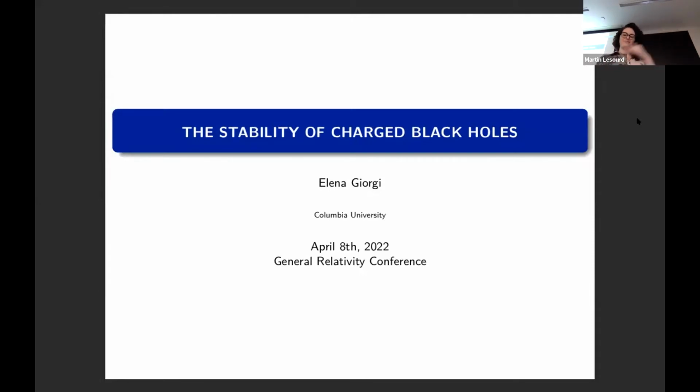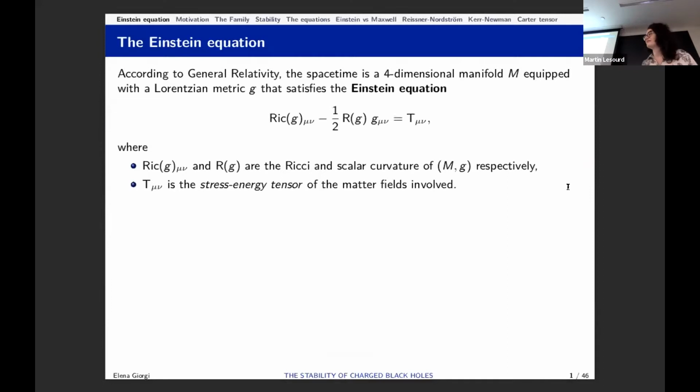In these past few days we heard a lot about stability already, so I'll jump in immediately on the charge part. I'm going to try to motivate why we should look at also the charge case as an interesting aspect of the problem of stability. Just to start slowly, of course, I'm going to write down the Einstein equation to start with.